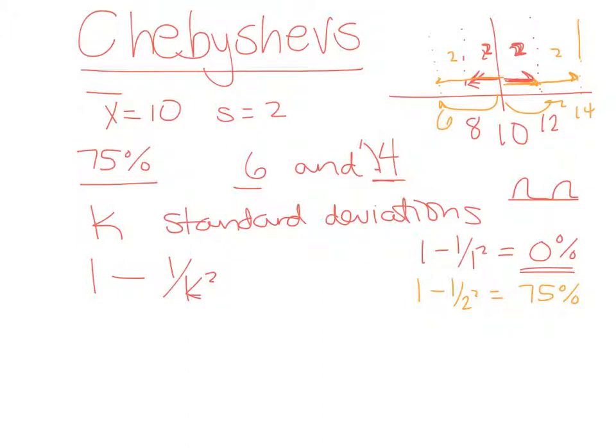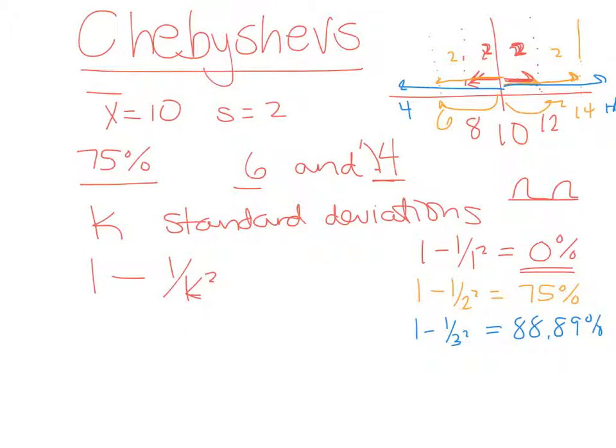What if I go 3? What if I just get super greedy and say, hey, give me 3? What happens then? Well, I would go 2 more up, all the way up to 16. 2 more down, all the way down to 4. Now I have 1 minus 1 over 3 squared, which is 1 minus 1/9, which is 8/9, which is 88.89%. So if I have something that ranges 3 standard deviations, from 4 to 16, I'm guaranteed to get almost 90% of the data, 88.89%.